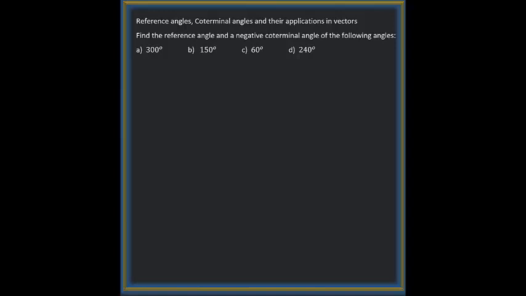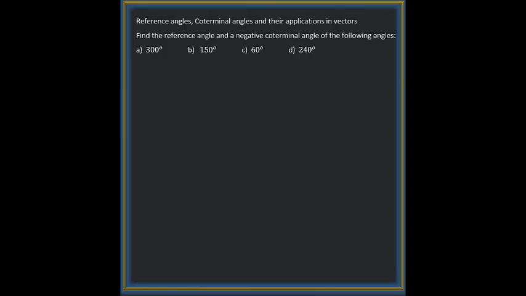Reference angles, coterminal angles, and their applications in vectors. So we are given a couple of angle measurements: 300 degrees, 150 degrees, 60 degrees, and 240 degrees. For the given angles, we are looking for reference angles and coterminal angles.